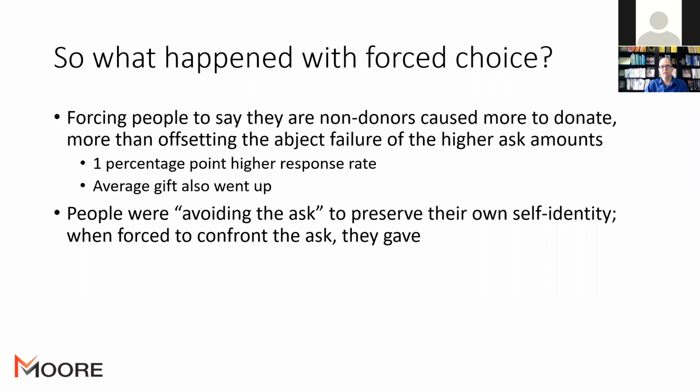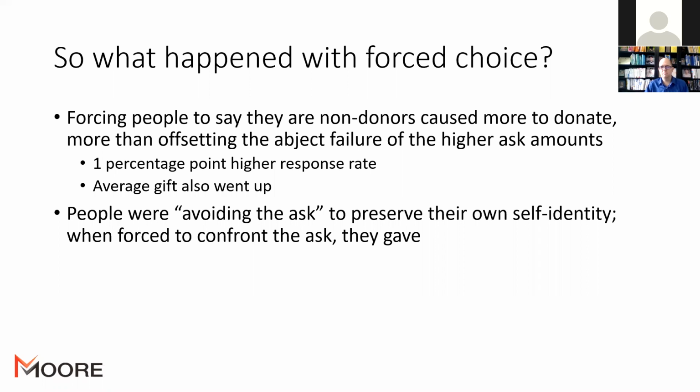It caused more people to donate, and it actually more than offset the abject failure of the higher ask amount, meaning that they raised more with the higher ask amount and the forced choice, even though the higher ask amount caused things to go down by about half, if I'm looking at the numbers correctly. So that was a huge impact. Response rate was a percentage point higher. Average gift almost also went up. And those of you who have been on these calls or done a lot of testing in the past know that if you can get both your response rate and your average gift to go up, then you have stumbled across a really strong tactic, because most of the times those things trade off with each other.